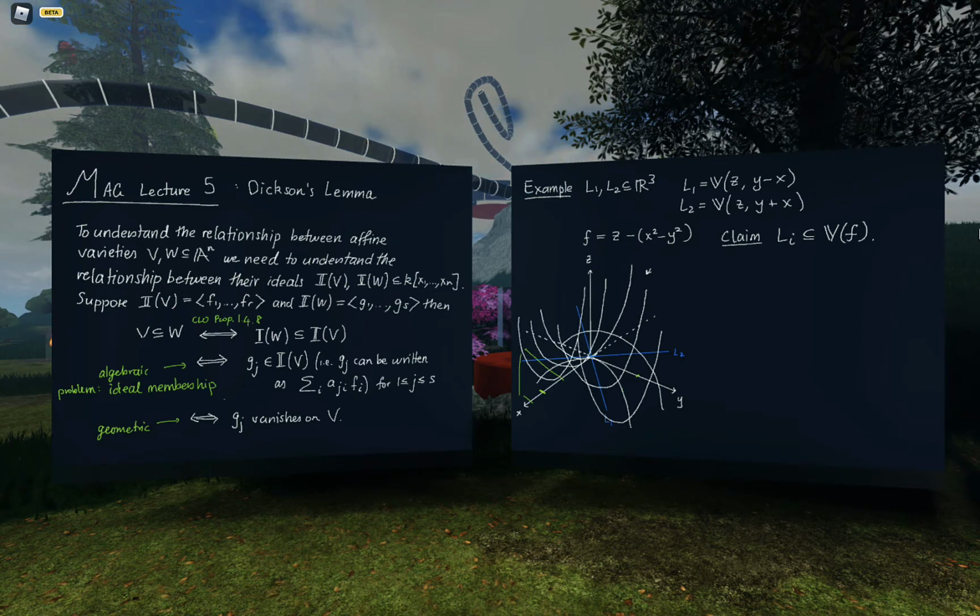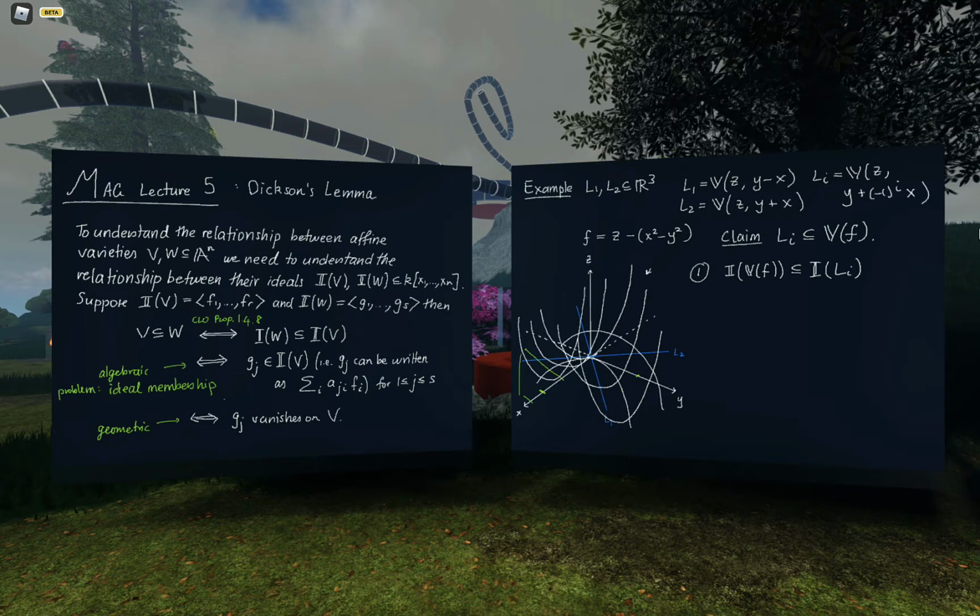Okay, so I claim, how would we prove those lines actually lie on that surface? Well, there's two ways. One is to show that I(V(f)) is contained in the ideal of Li. Notice that I can write this in the following way. Now it is the case that in fact these are just the ideals generated by those equations we started with.